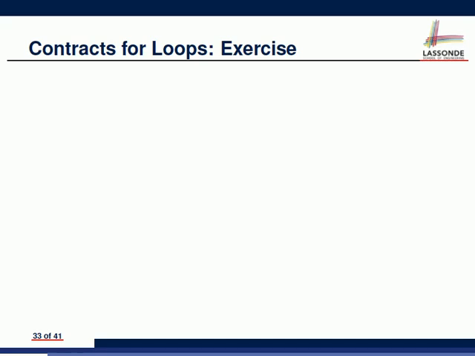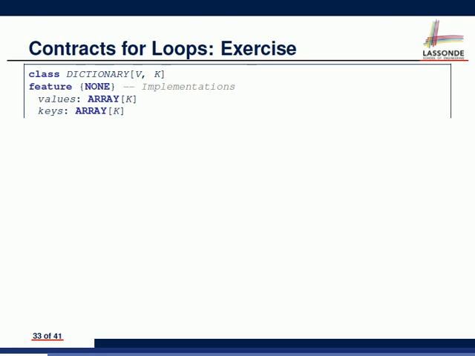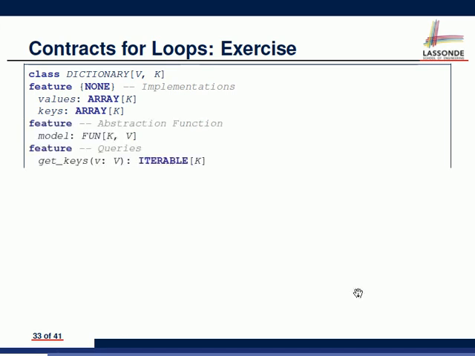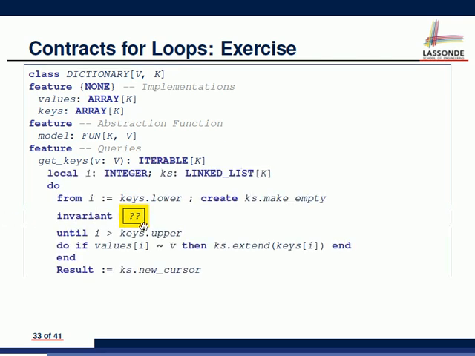Okay, now the exercise is as follows. I want you to consider something very similar to what you did in the lab and also in the lab test. Let's say we've got a dictionary, with values and keys, and a model, just a function. And then let's say we've got a feature called get keys over here. It's going to return some iterable. Now I want you to think about what the loop variant should be. I want you to come up with both the predicate logic and also the IFO syntax. Just something that's executable.